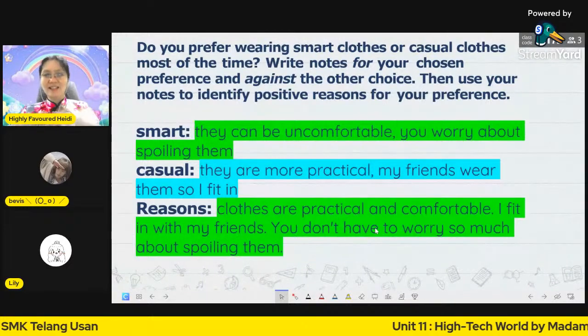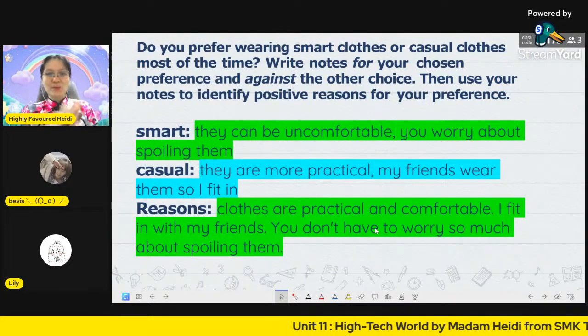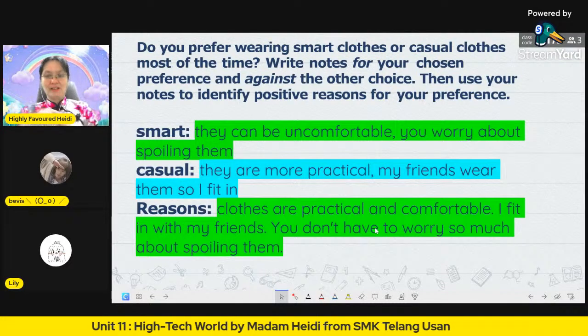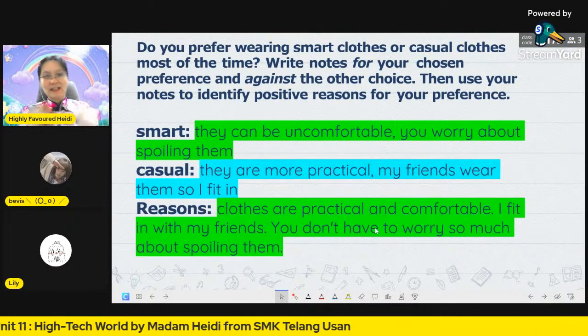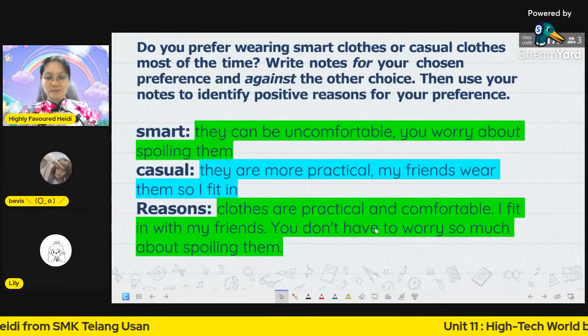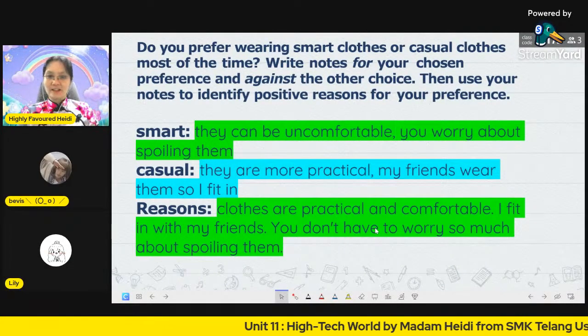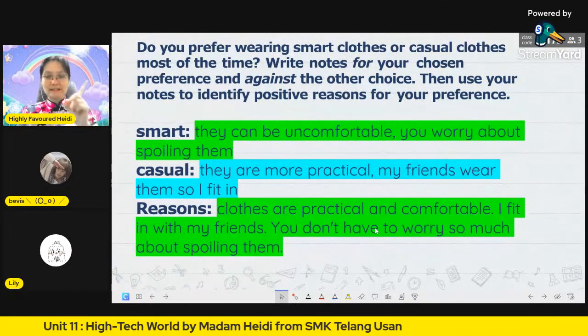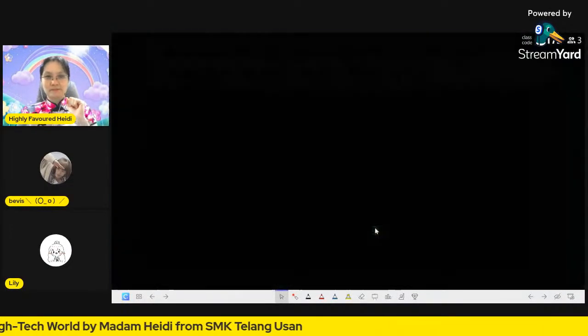Okay, that is human. You want everybody at the same status. You will feel better and comfortable. You fit in well, so you have no need to worry. This one is practical. Clothes are practical and comfortable. All right, let's move on. Learn the vocabulary here. The word practical. Okay, practical.